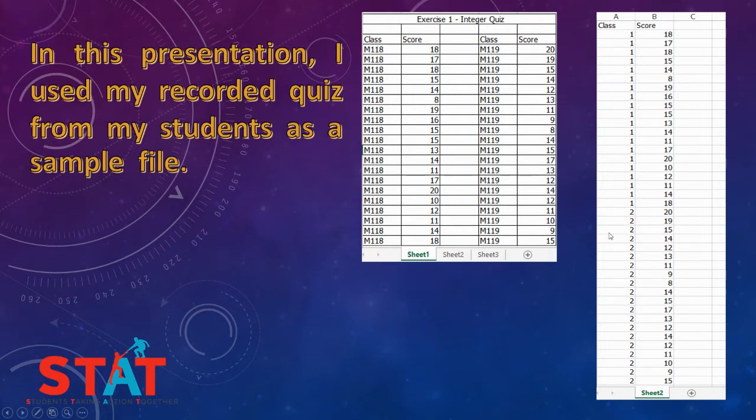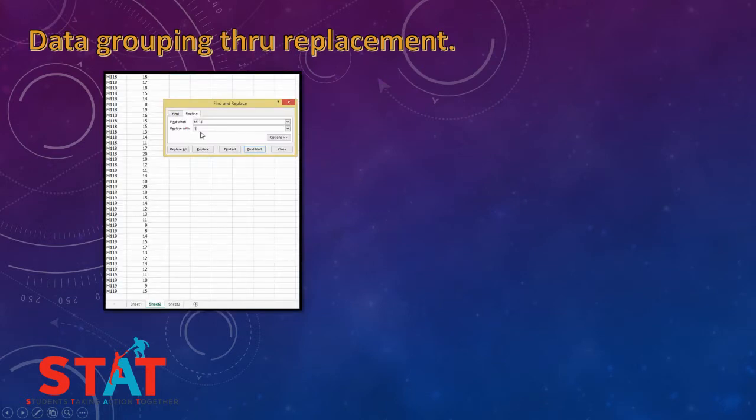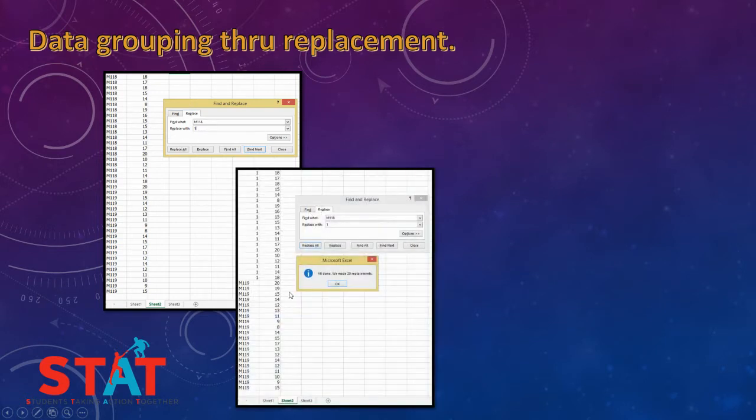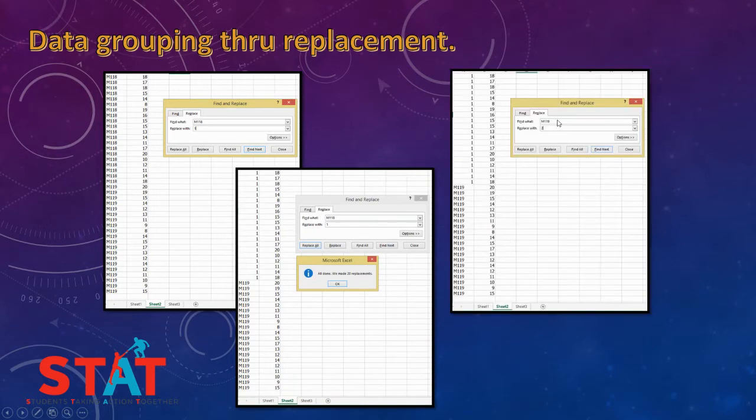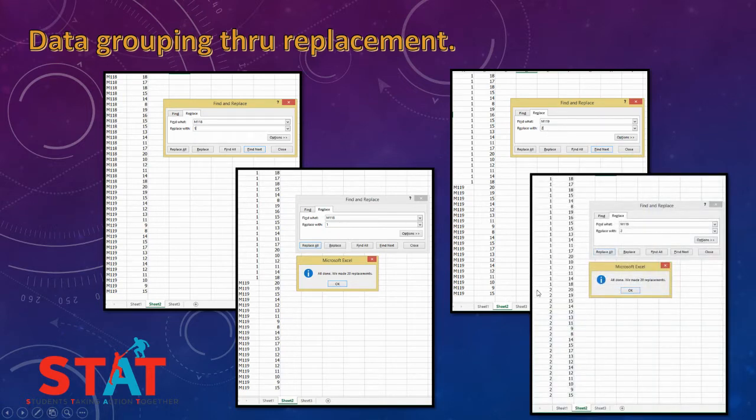Now, if you're going to do it manually, you can, but if you want, there's a better option there, which is data grouping through replacement. Just click Control F, and you're going to have this pop-up box. And what you're going to do is to find 118 and then replace it with 1 and then replace all. It will be like this. Then after that, proceed to M119 and then change it to 2. So that will be your group 2. And now we are ready for our file.